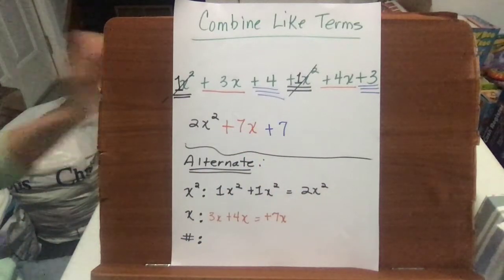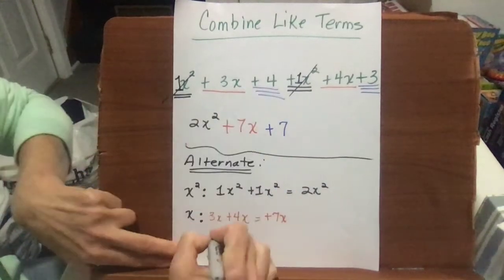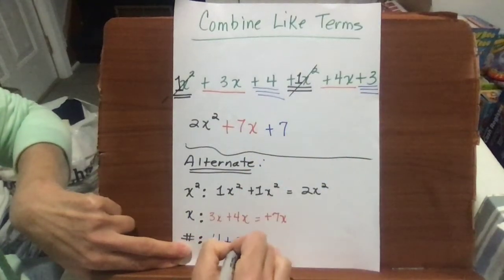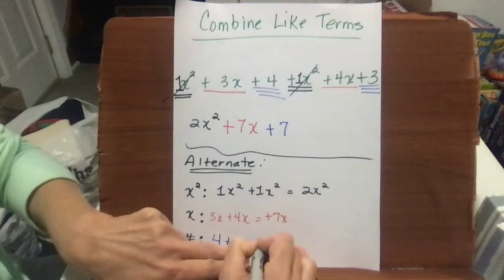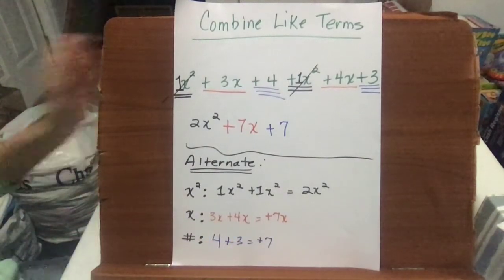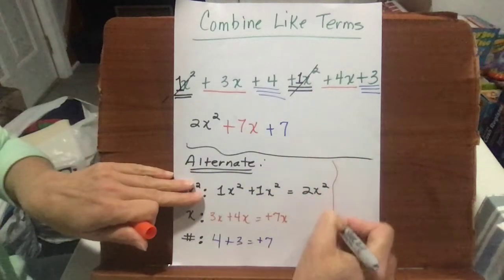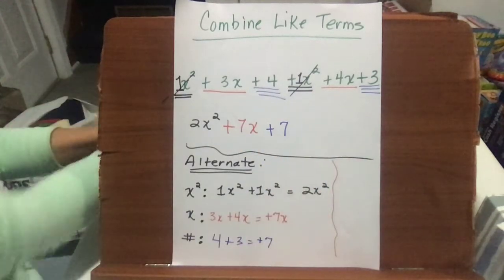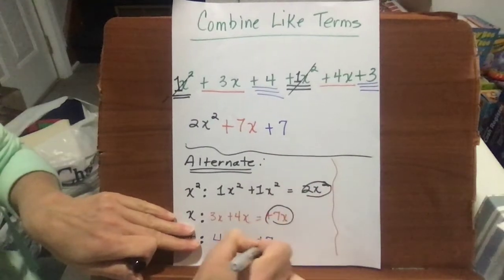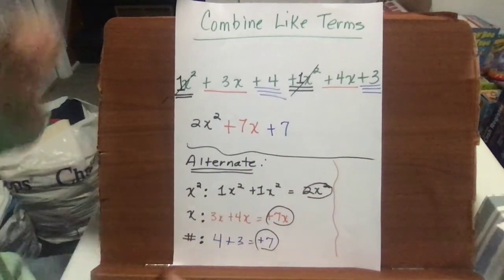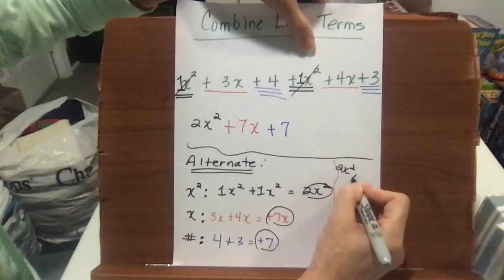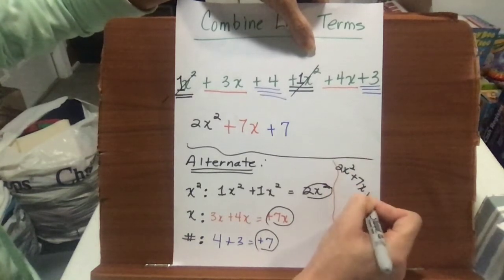And then the numbers alone, I have a positive 4, so it's just 4, plus 3, which is just plus 3, and that equals positive 7, and I want the positive on that also, so that when I write my final answer, I will read just the end results of those categories that I put them in. So I'll have 2x squared plus 7x plus 7.